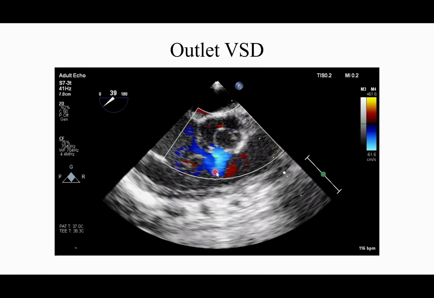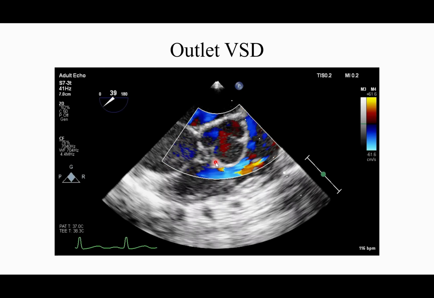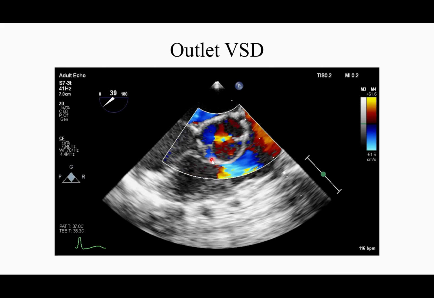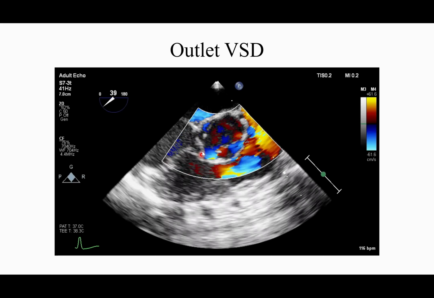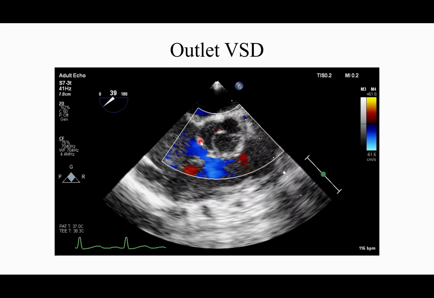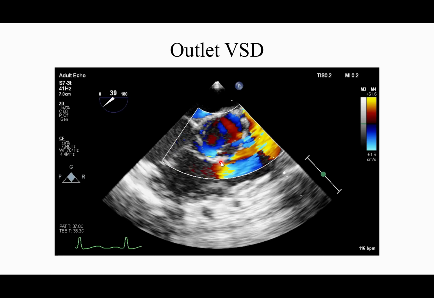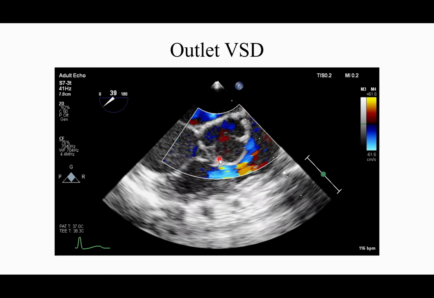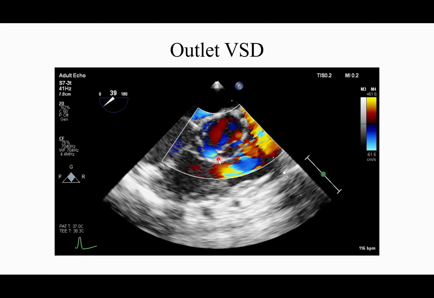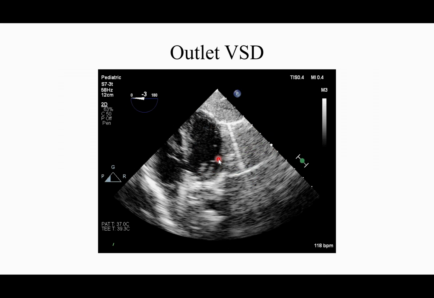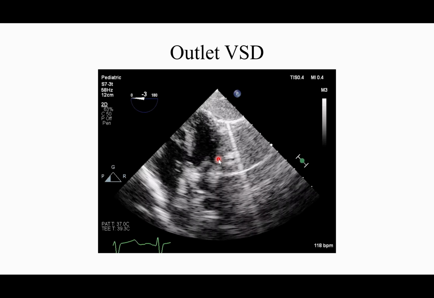This is also an outlet. It appears to be maybe an outlet muscular or a perimembranous VSD, because I can see there is muscle between the tricuspid and the VSD, and the VSD is here, so it seems to be an outlet muscular VSD. This is also an outlet VSD.